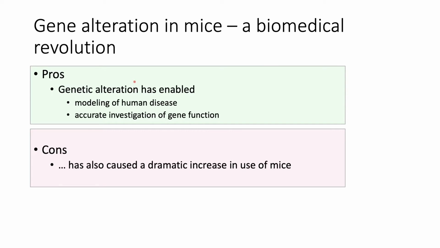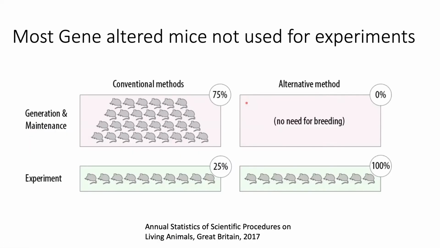However, these conventional methods for producing the gene-altered mice have also caused a very dramatic increase in the number of mice that are needed to perform animal experiments. Why are so many mice needed? The conventional methods of producing gene-altered mice rely on the modification of their genomes. Therefore, a significant fraction of the mice are only used for generation and maintenance of a stock. And it has been estimated that only 25% of the animals are used directly for experiments.